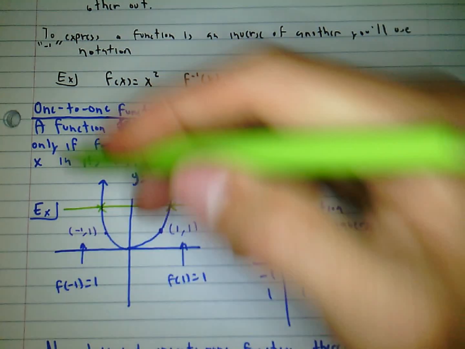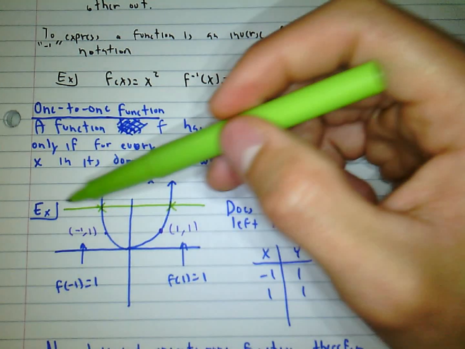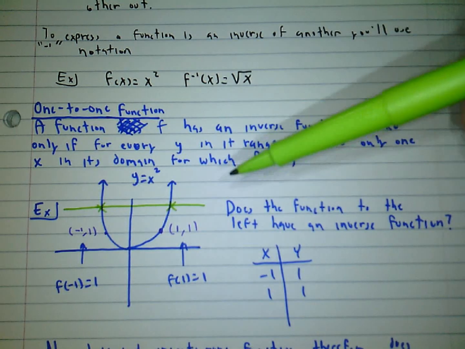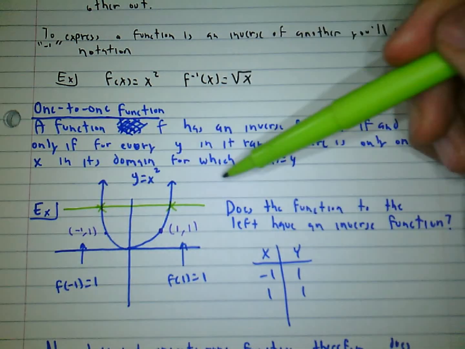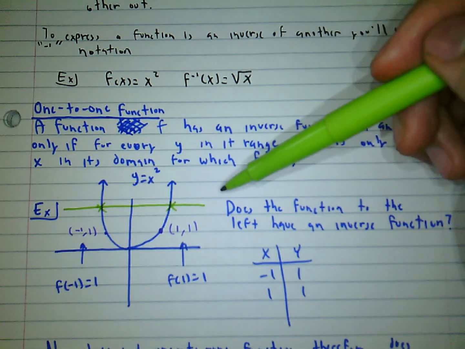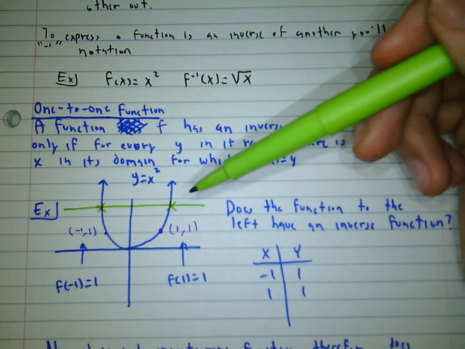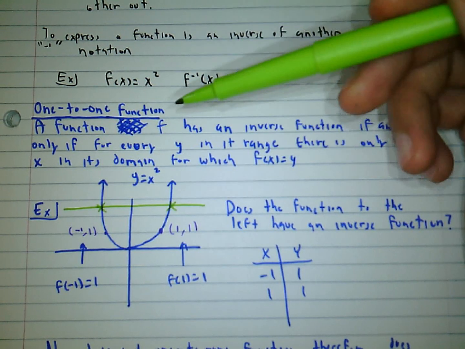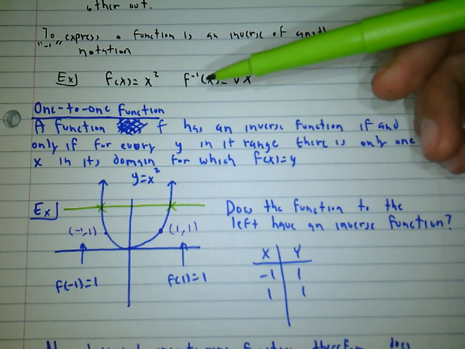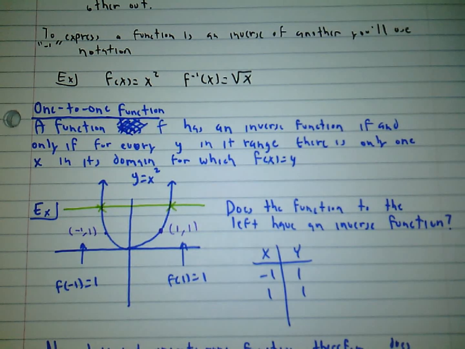As you can see here in green, I drew a horizontal line through the graph. If that horizontal line touches the graph at more than one point, then it is said to have failed the horizontal line test, which means that it is not a one-to-one function. And if it's not a one-to-one function, then it doesn't have an inverse. Now think about why the horizontal line test works.